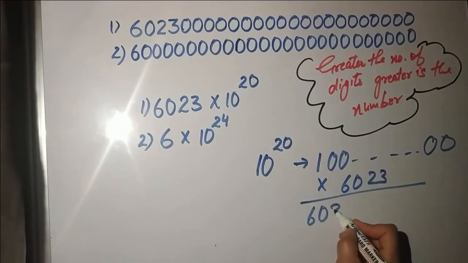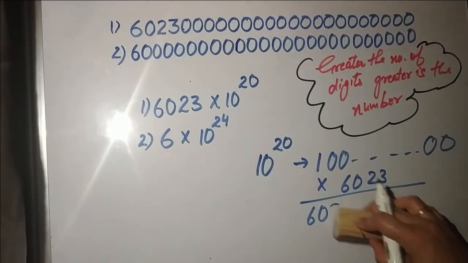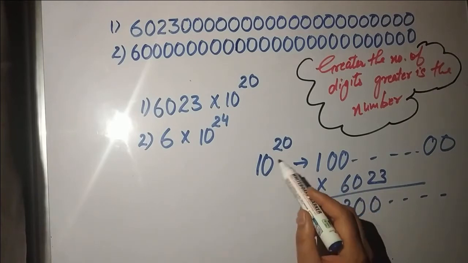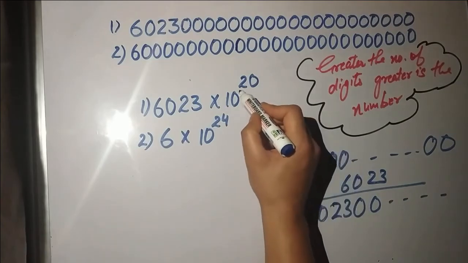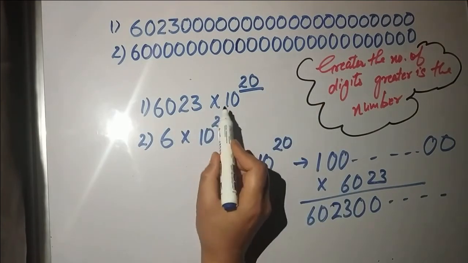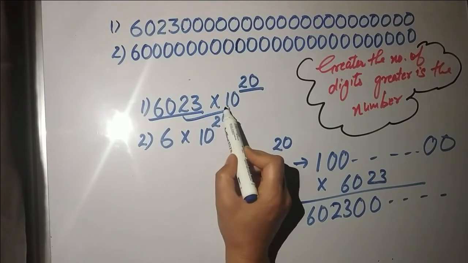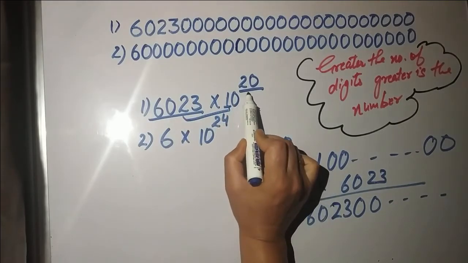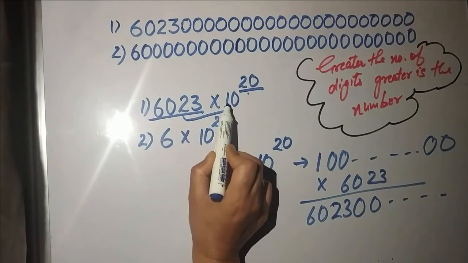You'll get 6023 followed by 20 zeros. So how many digits are there when the number is in this format? How many digits are gonna be there? You can say, ma'am, these are 20 zeros, and we will not count 1, we'll count the answer of this into 1, which is gonna be a 4-digit number because it is 1. So 20 and 4 digits we'll get when we will multiply 6023 with 1.